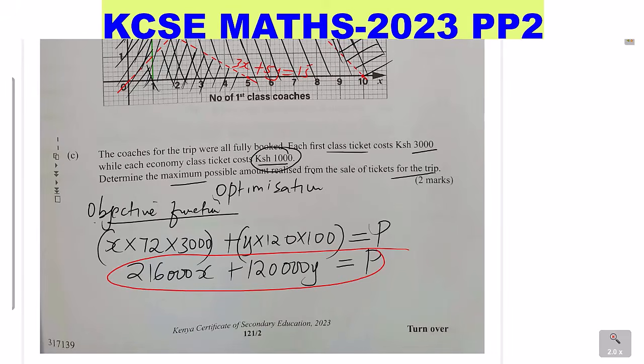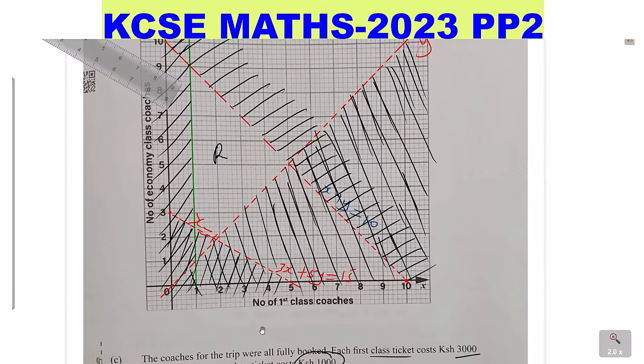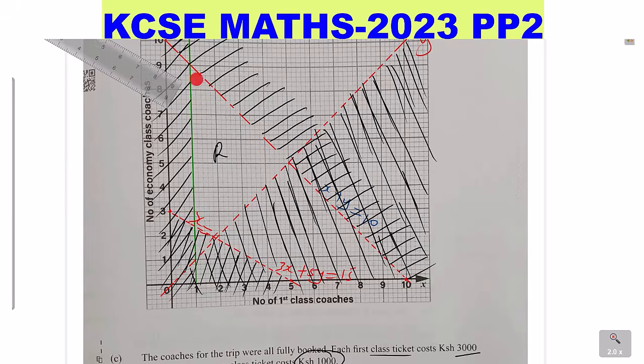And where do we get that amount? We get it from the required region. This region that we have obtained here, the unshaded region, is where we are going to get the number of economy coaches and the number of first class coaches that are going to give us the minimum or maximum profit, or the amount. The method that you're going to use, you can use several methods.